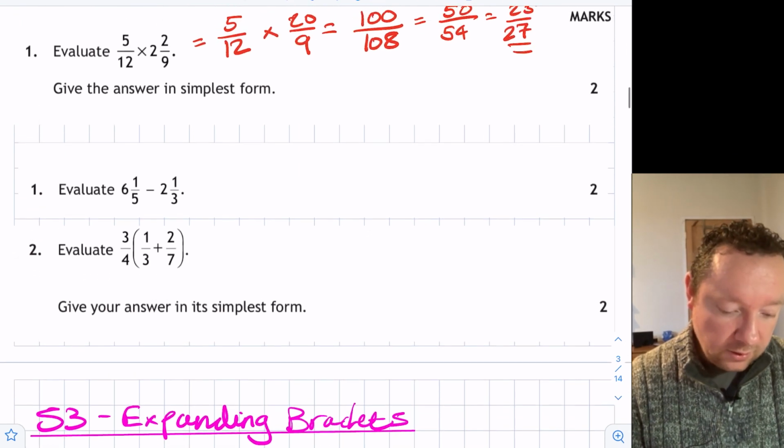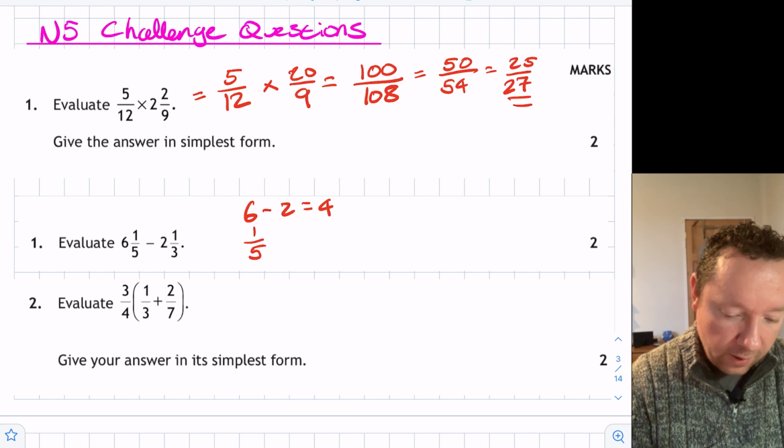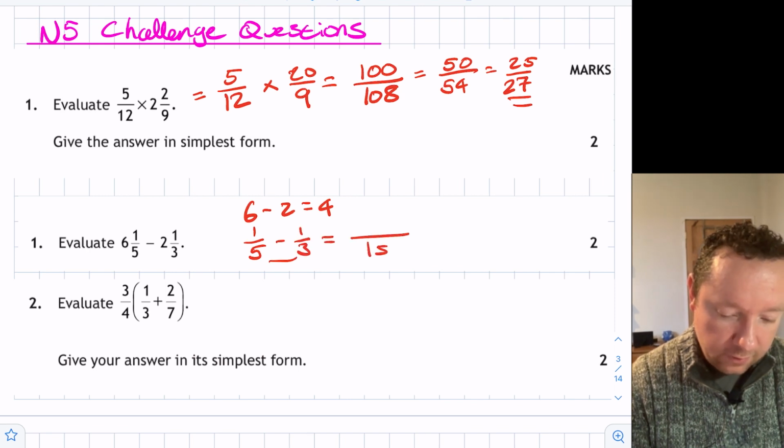The next one said evaluate 6 1/5 minus 2 1/3. So 6 minus 2 equals 4. 1/5 minus 1/3. That gives me 15. 3 minus 5.